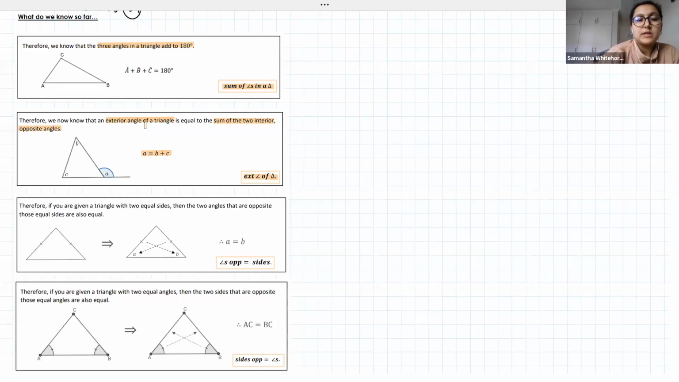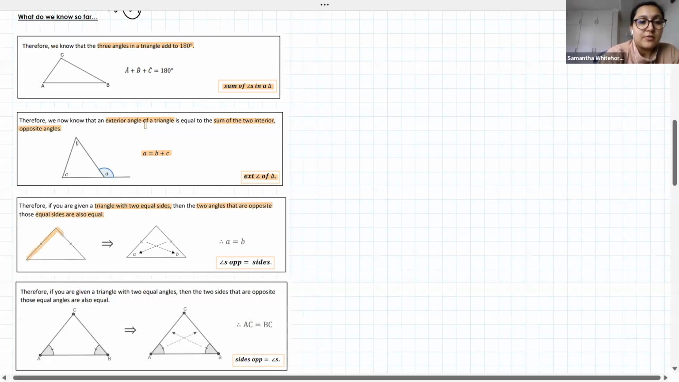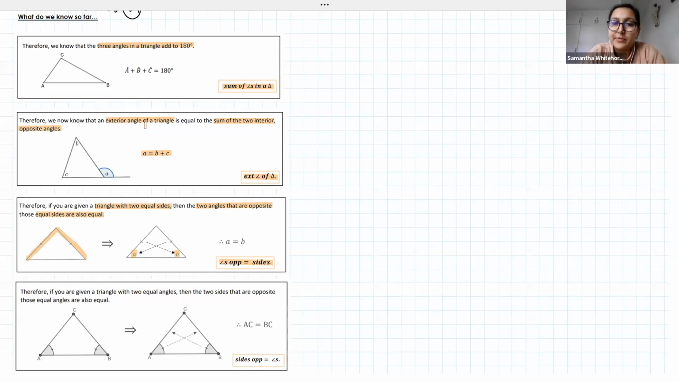The third reason we looked at is if we are given a triangle with 2 equal sides, so basically an isosceles triangle, the 2 angles opposite those equal sides are also equal to each other. So remember, we spoke about the fact that we've been given 2 equal sides here, and so the 2 angles opposite those equal sides are equal. And our reason there is angles opposite equal sides. We can say the angles are equal because we're given that the sides are equal.